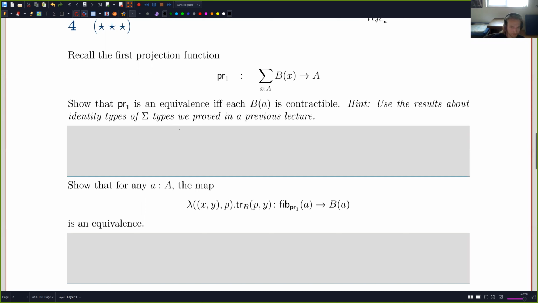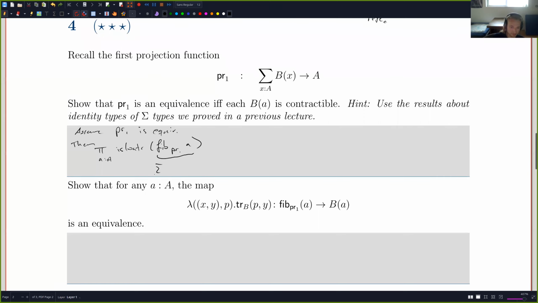So let's start with the first direction. Assume PR1 is an equivalence. Then by our lecture, it's contractible, which means it has contractible fibers. Then we know that for all a in A, the fiber of the first projection at a is contractible. Okay, but what's the fiber of the first projection?